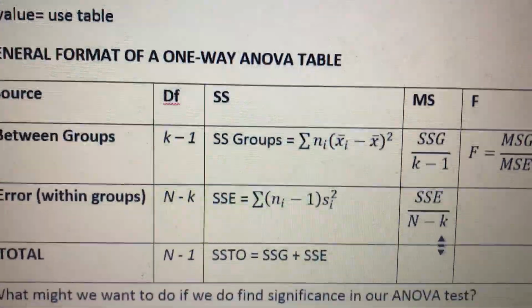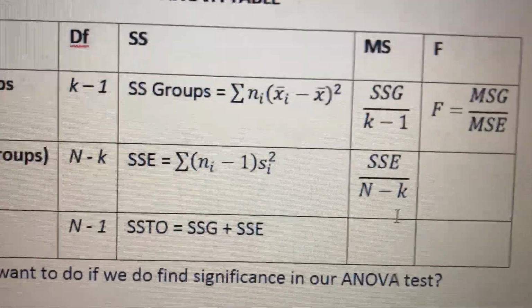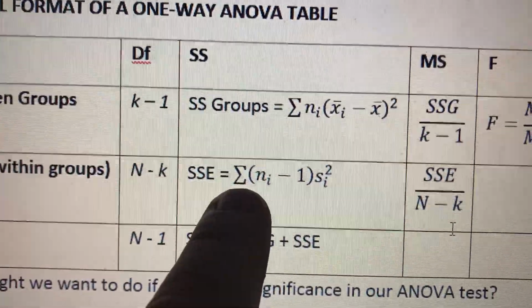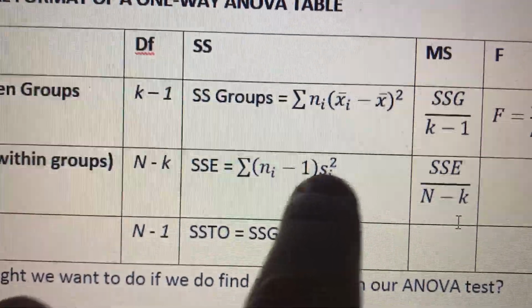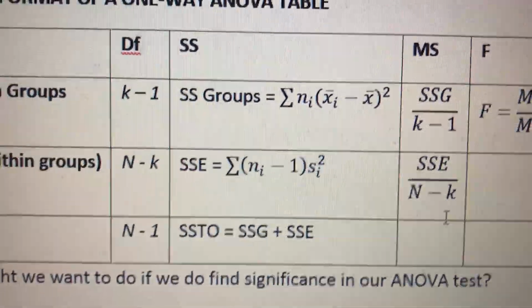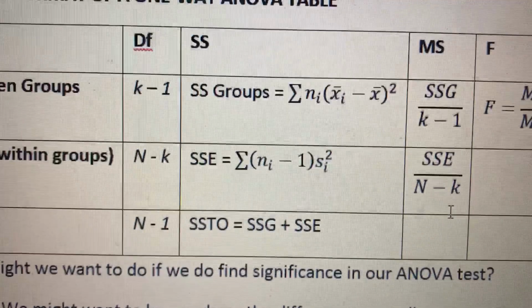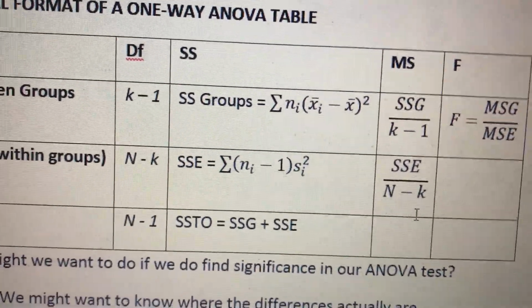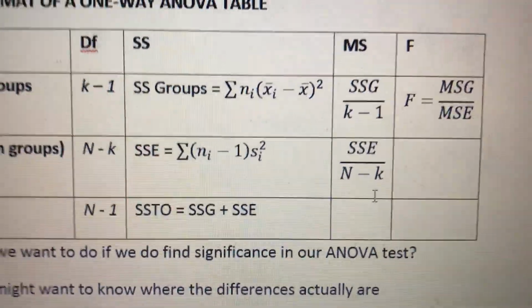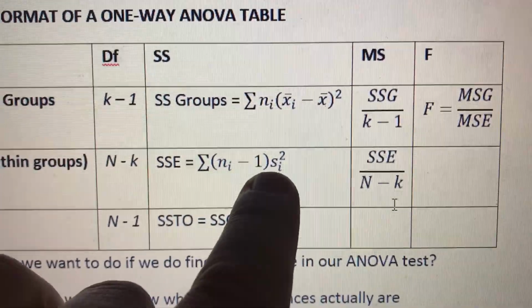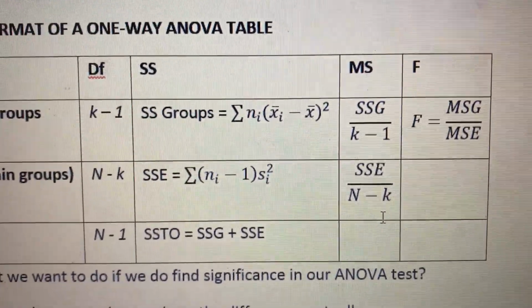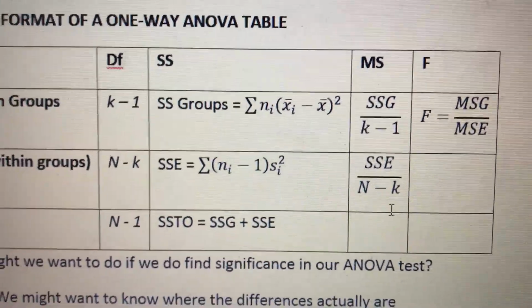Our sum of squared errors, this SSE. Again, we have a sum. Again, we have a square. Again, we have a scaling factor. We won't talk about why it's n sub i minus 1. But the important part here is this s, and I guess more specifically s squared.